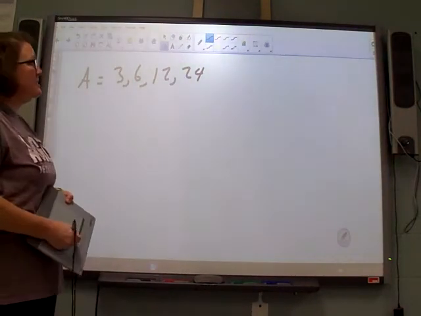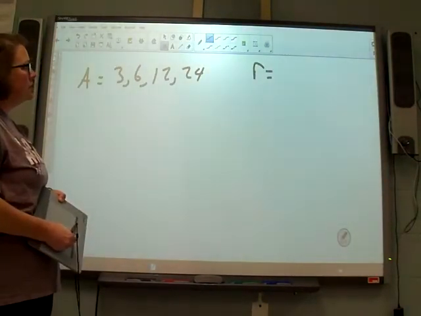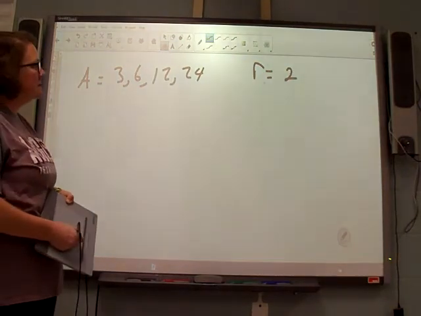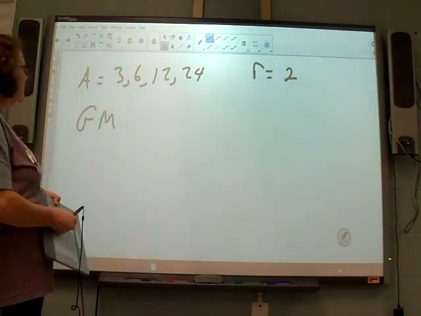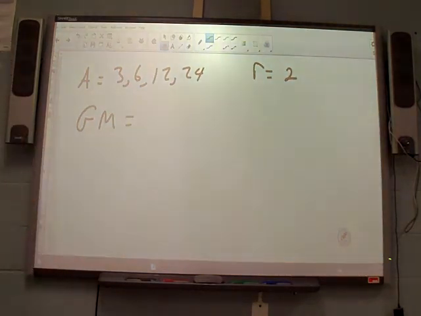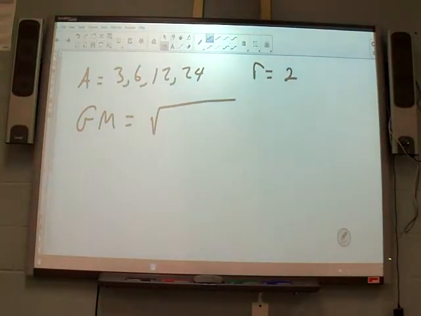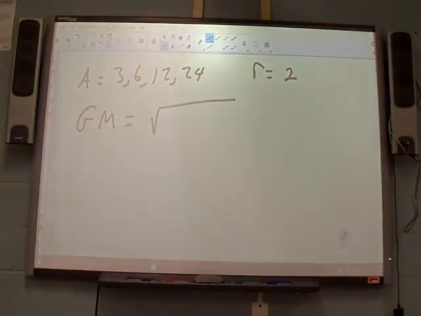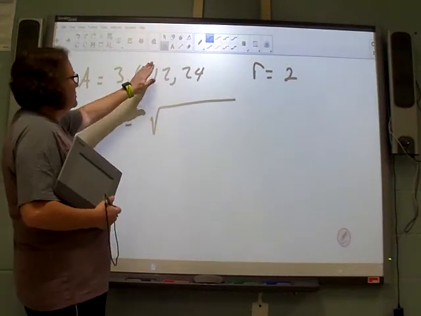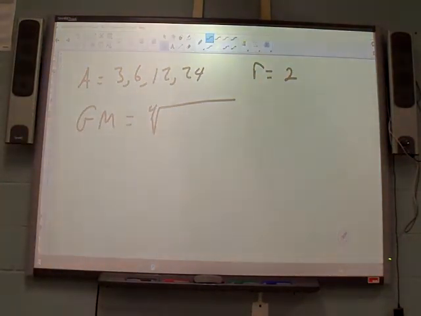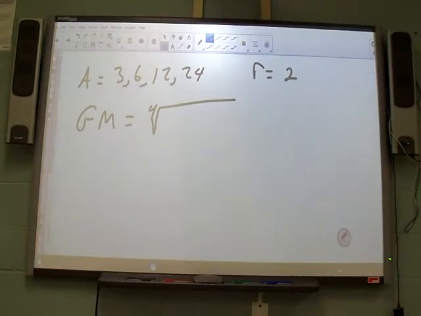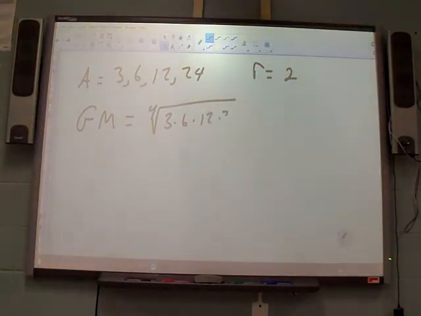So it's got a common ratio, r, of 2. It's multiplied by 2 every time. So since it's a ratio that's being multiplied, we know we're finding the geometric mean. Our formula for the geometric mean says you're going to take the nth root. So what's our n? That's how many terms you have. 1, 2, 3, 4. So I'm going to take the 4th root of what I get when I multiply all of my numbers: 3 times 6 times 12 times 24.